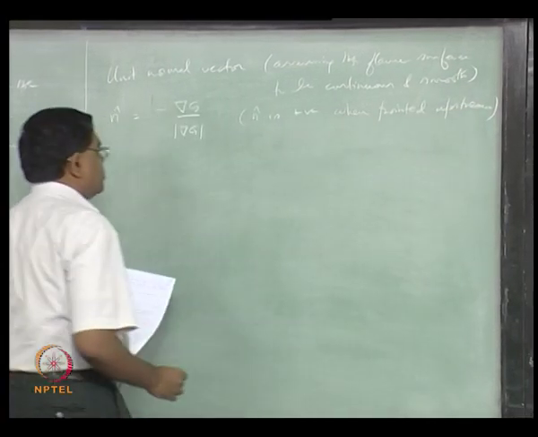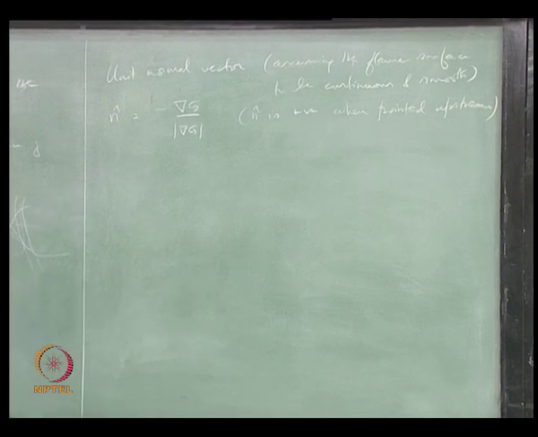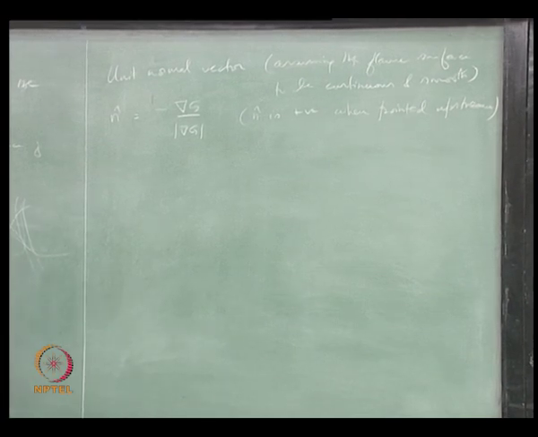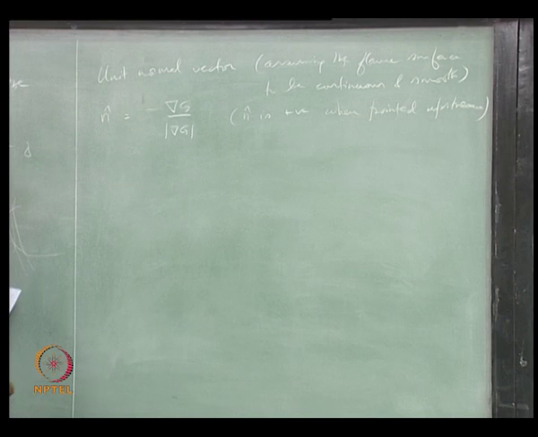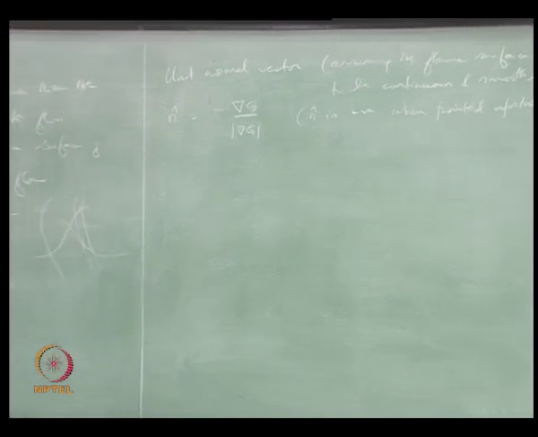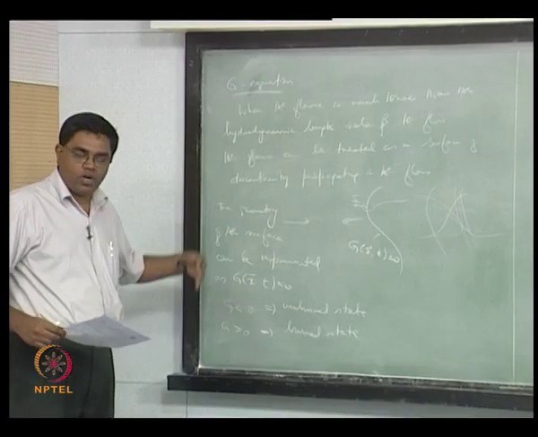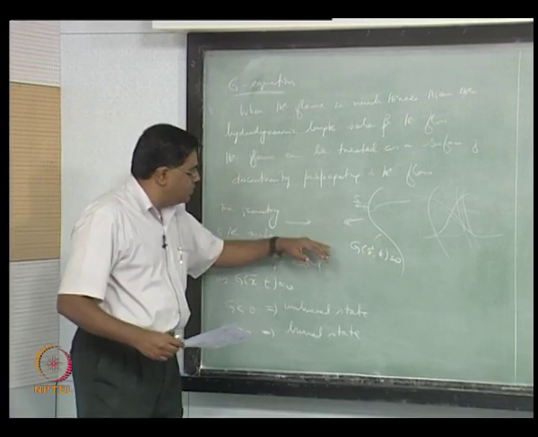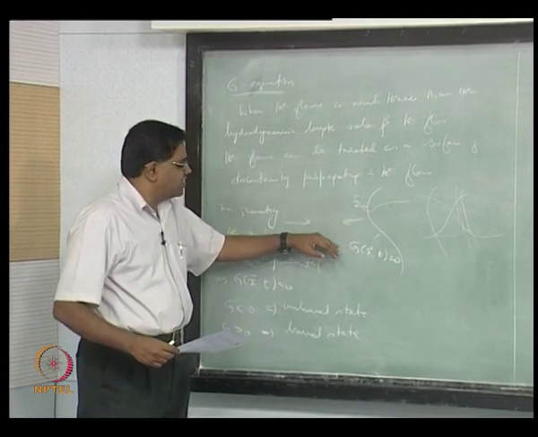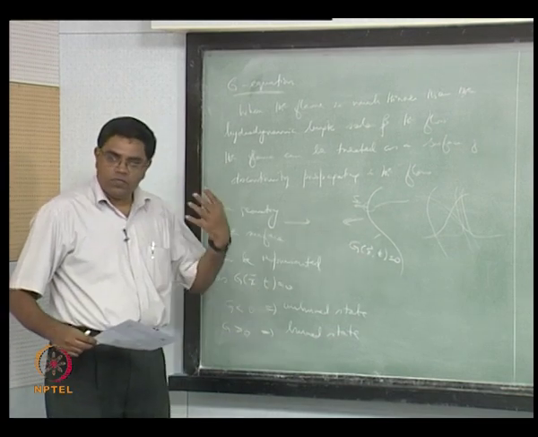We need to have a convention on this, and n hat is taken as positive when pointed upstream. Okay, so now we want an evolution equation for G. How does the G equation evolve, or how does the surface described by G equal to 0 evolve, right.